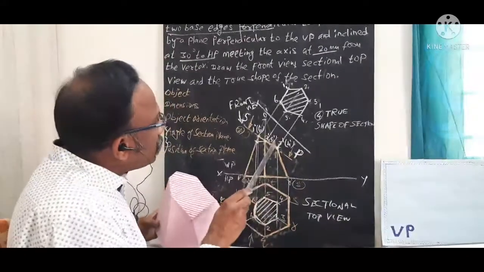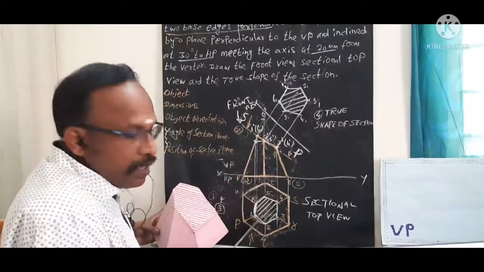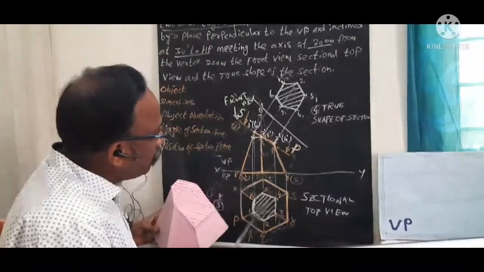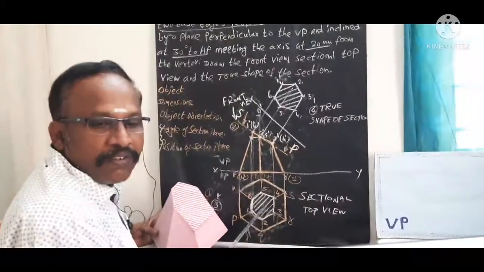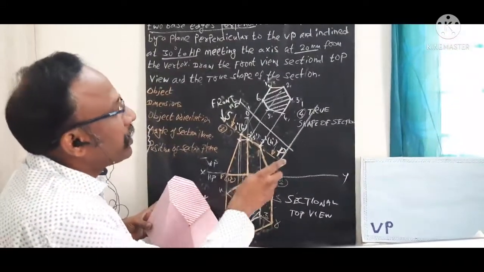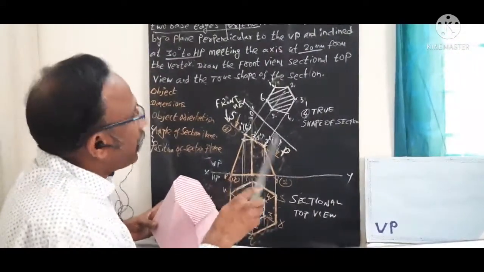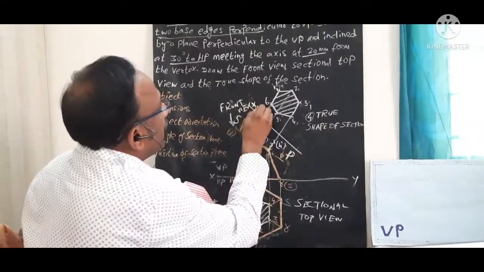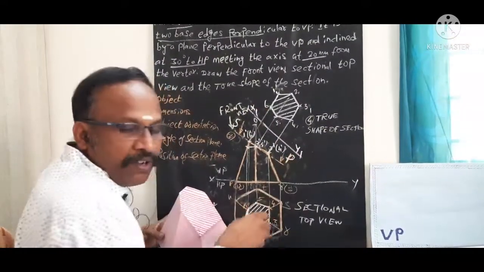Then project these cutting points to the top view. Then we get this all 1 to 6 points. We need to join these hatching lines for 45 degree. Then get your sectional top view. In order to get true shape, draw one parallel line. This parallel line is the another reference line. I call this X1 Y1, new reference line.